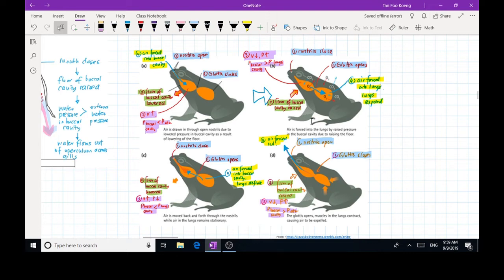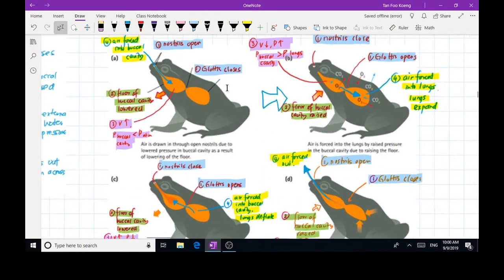Honestly speaking, I would say that breathing in frogs is actually very troublesome. I'm going to show you, because breathing itself is divided into 2 phases, the inhalation and the exhalation. Inhalation is further divided into 2 phases. First of all, the air has to move to the buccal cavity first, then the air moves into the lungs. During the exhalation process, first the air has to move into the buccal cavity, then the air is forced out. So it's rather troublesome.